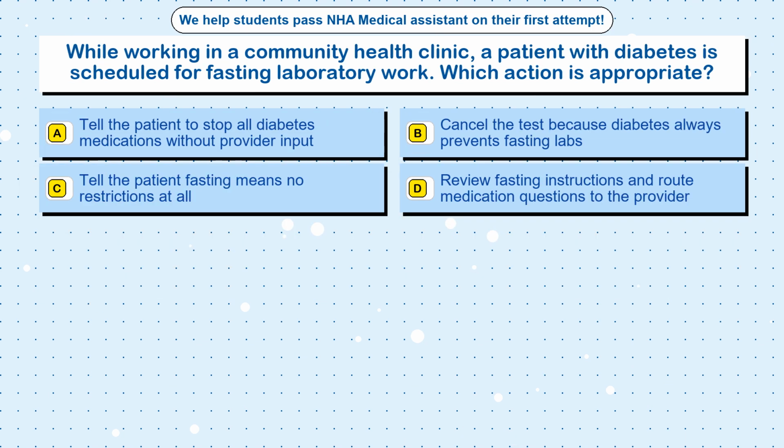Question 39. While working in a community health clinic, a patient with diabetes is scheduled for fasting laboratory work. Which action is appropriate? Option A. Tell the patient to stop all diabetes medications without provider input. Option B. Cancel the test because diabetes always prevents fasting labs. Option C. Tell the patient fasting means no restrictions at all. Option D. Review fasting instructions and route medication questions to the provider.